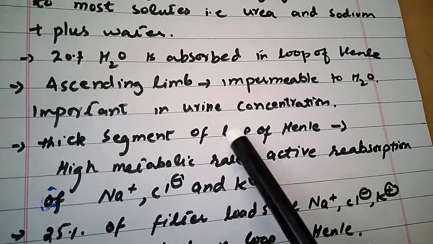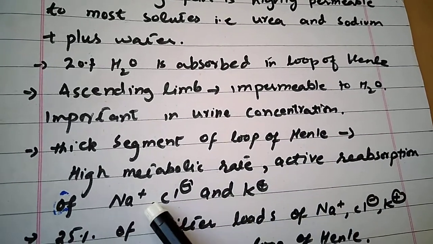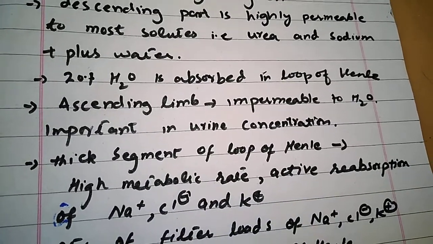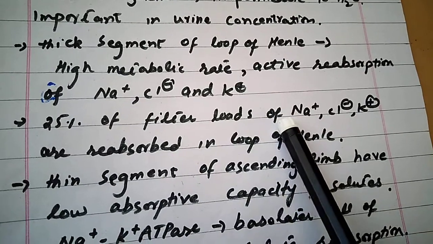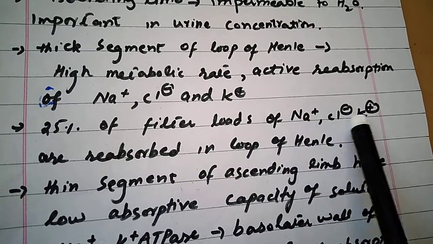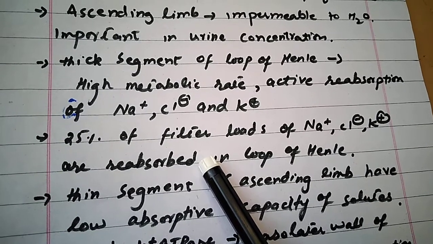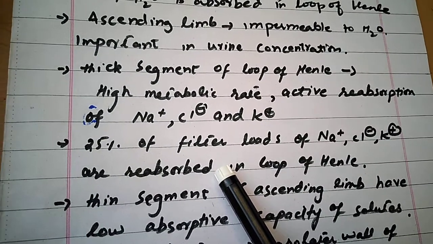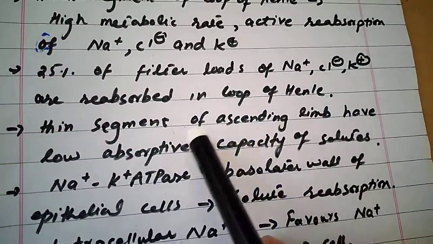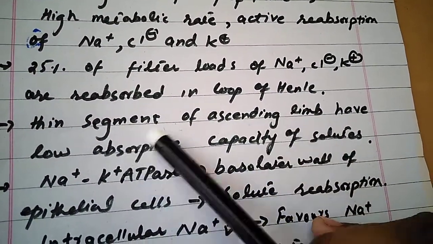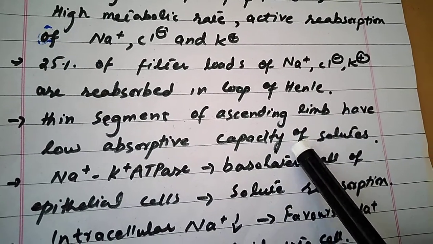The thick segment of the loop of Henle has a high metabolic rate or active reabsorption of sodium chloride and potassium ions. 25% of the filtered sodium chloride and potassium is reabsorbed in the loop of Henle. And next is the thin ascending segment. A thin segment of the ascending limb has low absorptive capacity for solutes.